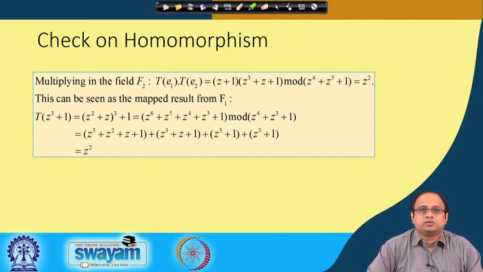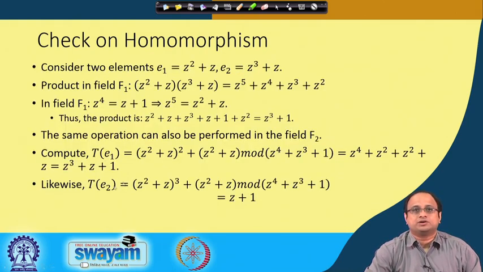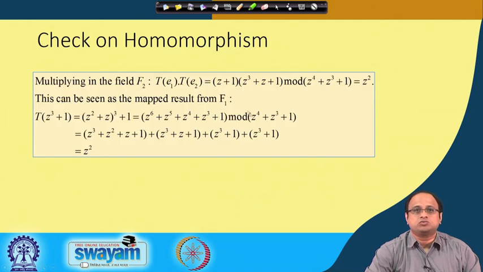So, let us check whether this result indeed satisfies the homomorphism requirements. If you remember, what we got in the previous computation was the result in the field F1, which was Z cube plus 1. We would like to see that if we transform this result into the field F2, I should get the same result as when I multiply the elements TE1 and TE2. In T1 and T2 I get the result as Z square. So, now if I map Z cube plus 1, I should get Z square.